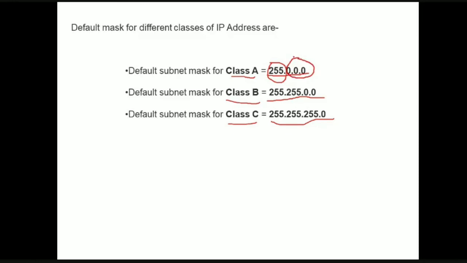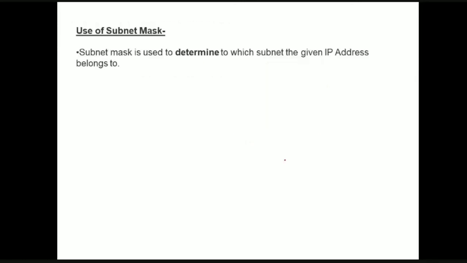So in subnet mask we have all ones for the network ID part and all zeros for the host ID part. For class B, this is the network ID part and this is the host ID part. And for class C, this is the network ID part and this is the host ID part. So that is the reason the default subnet mask for class A is 255.0.0.0, class B 255.255.0.0, class C 255.255.255.0.